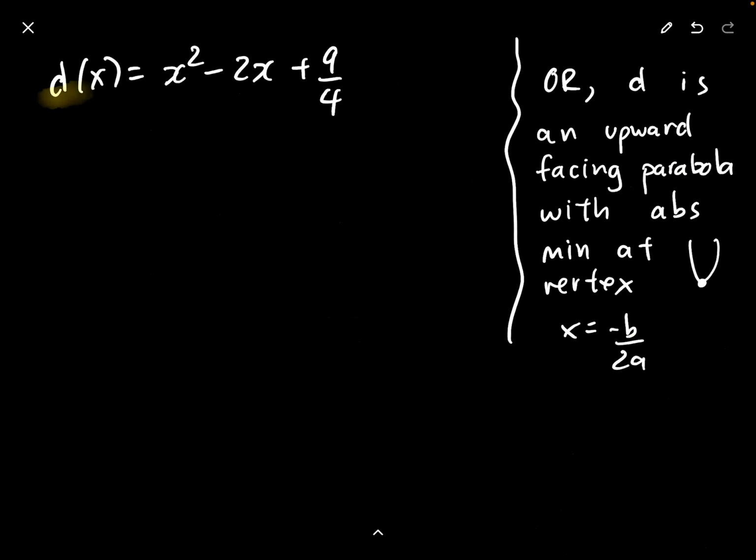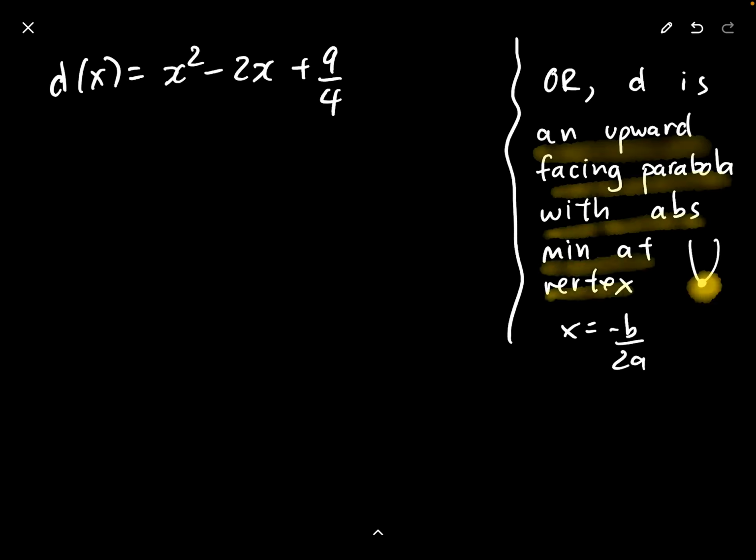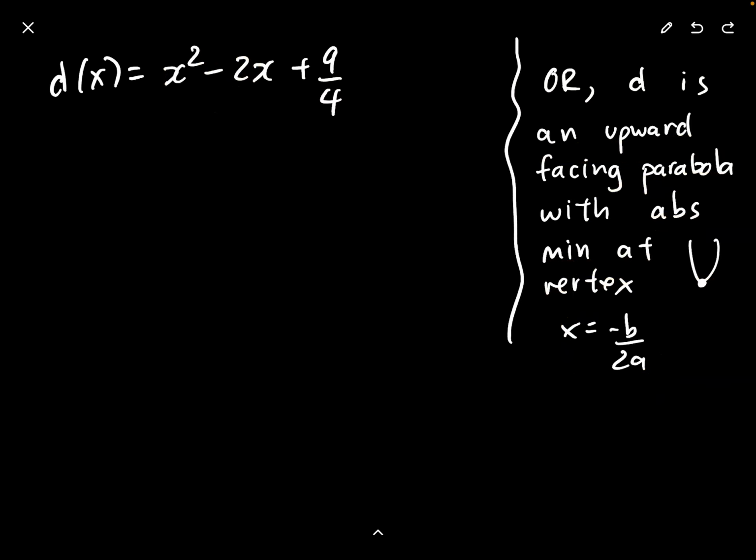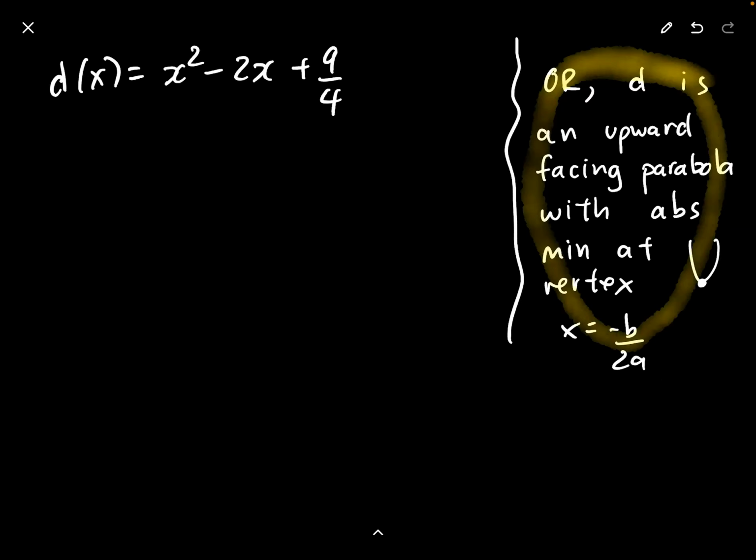So the function little d is an upward-facing parabola since the coefficient of the x squared is positive. For an upward-facing parabola, the absolute minimum will be at the vertex, which will be at negative b over 2a. In this case where b is minus 2 and a is 1, then the absolute minimum will be at x is equal to 1. So here in this case, our reasoning doesn't involve any calculus.